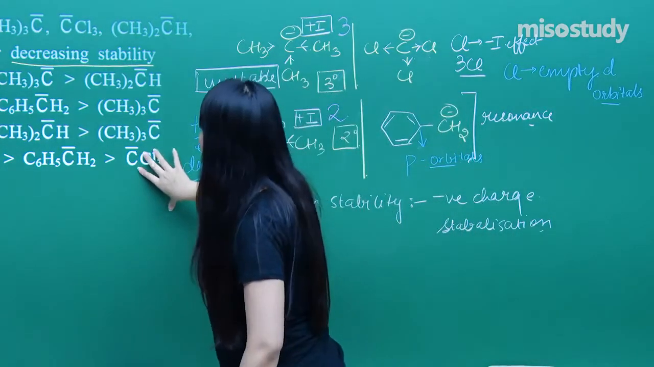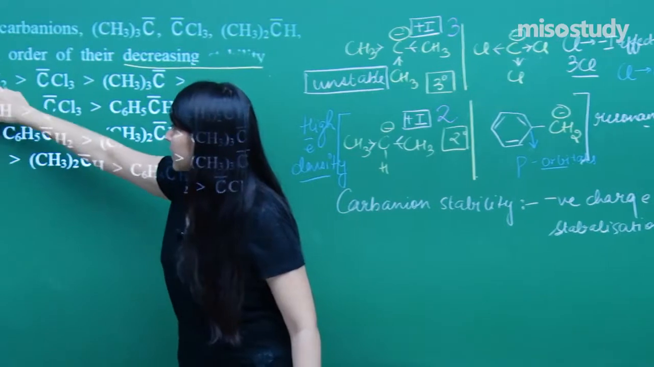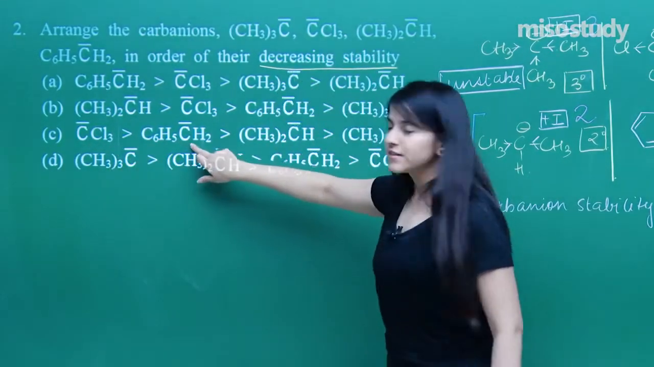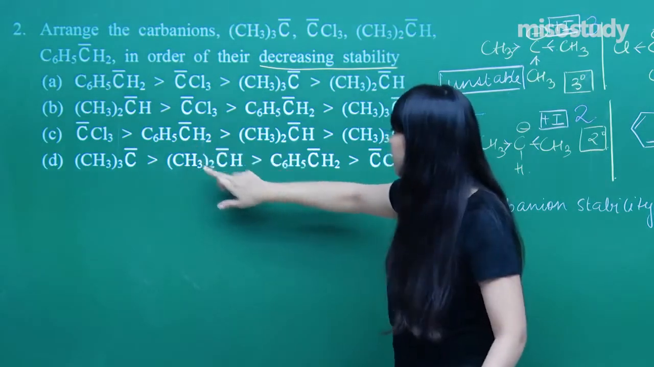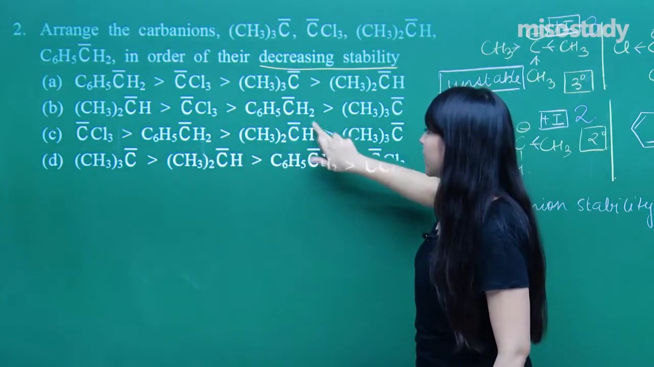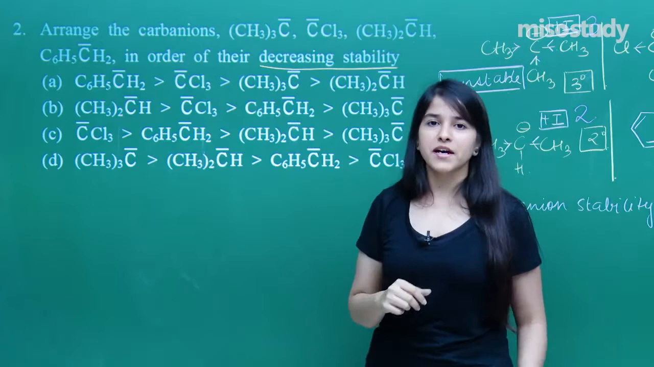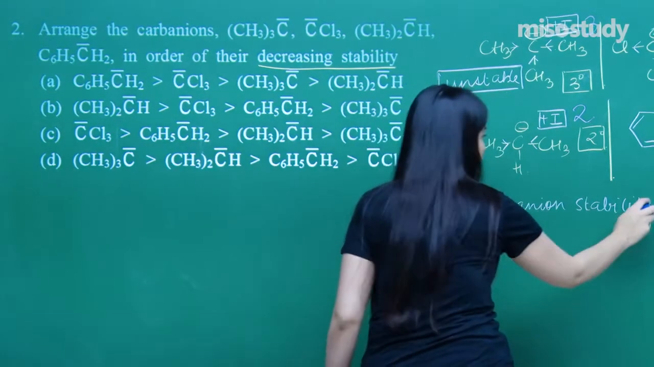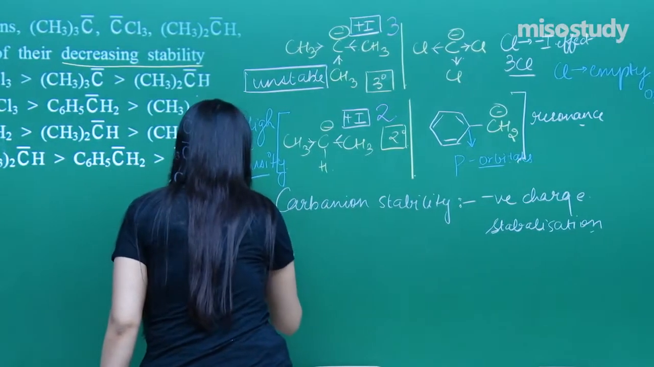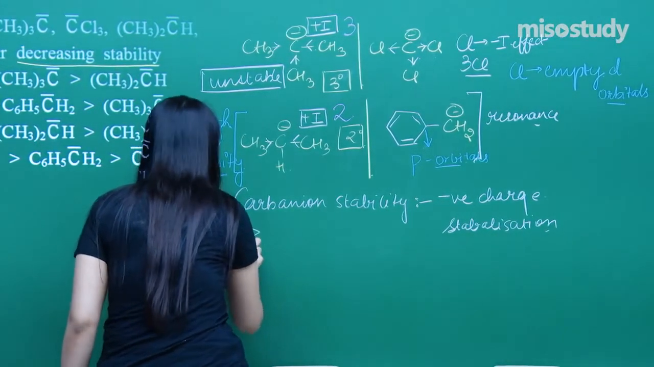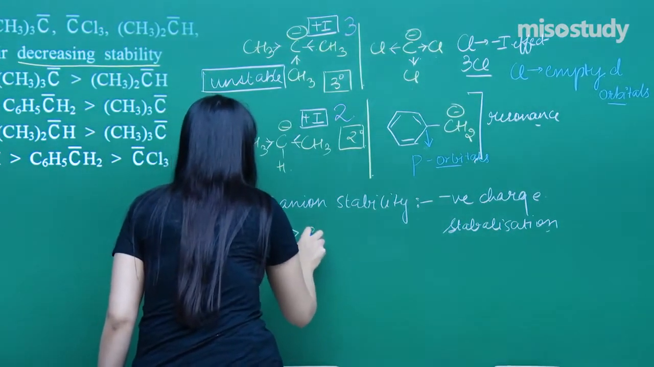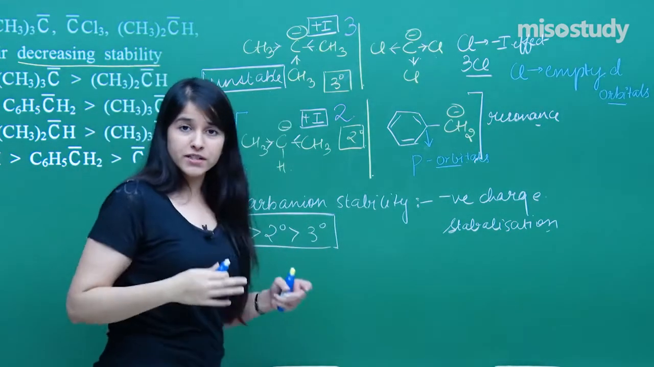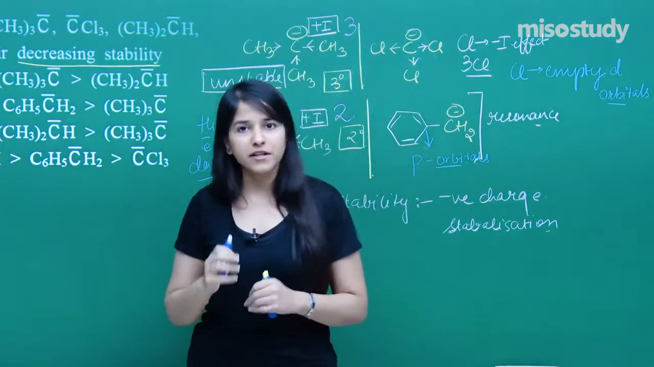The most stable will be, yes, here we have got the answer, that is CCl3 followed by the resonance stabilization, that is obvious, and here we have got the secondary carbanion. Carbanion stability follows the order: primary is more stable than secondary than tertiary. So that is how the stability order is, opposite just to the carbocations.